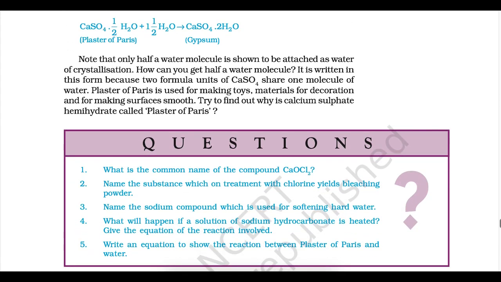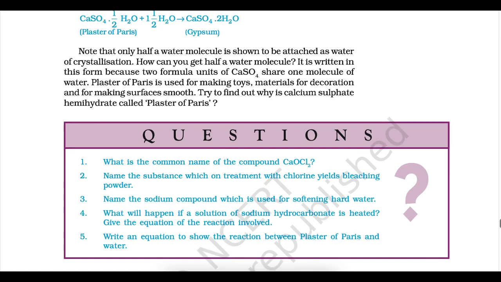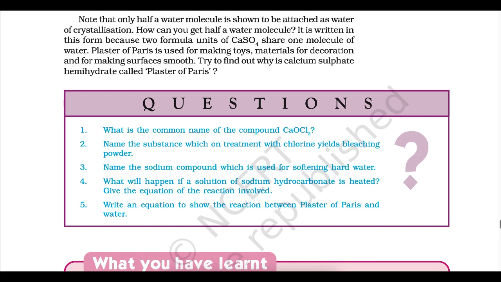Note that only half a water molecule is shown to be attached as water of crystallization. How can you get half a water molecule? It is written in this form because two formula units of CaSO4 share one molecule of water. Plaster of Paris is used for making toys, materials for decoration, and for making surfaces smooth. Try to find out why calcium sulfate hemihydrate is called plaster of Paris.